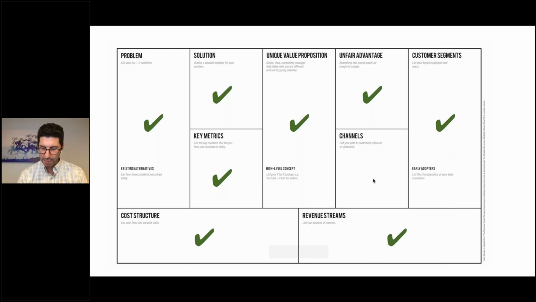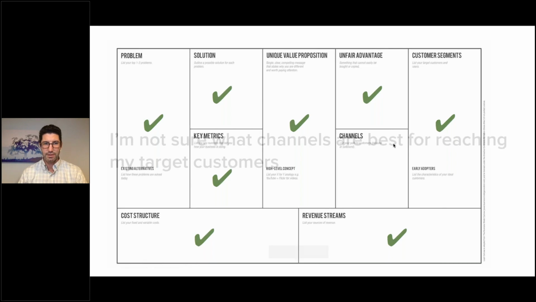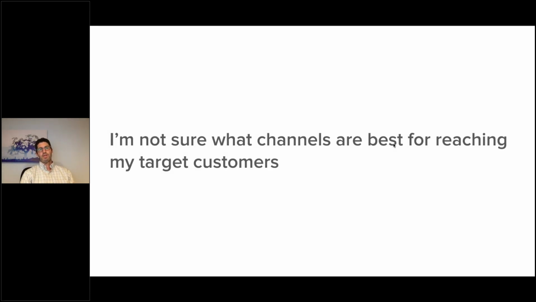Let's look at channels. So maybe I've lined up my customer segments, my problem. I've got a unique value proposition and some solutions that start to embody my unique value proposition. I've started doing these things, but I don't know which channels are going to be most effective. Which channels are best for reaching my target customers? So if I'm asking myself this question, it's because at this point in time, I feel like this is my risk. This is the thing that I'm most worried about, maybe the thing that most keeps me up at night.